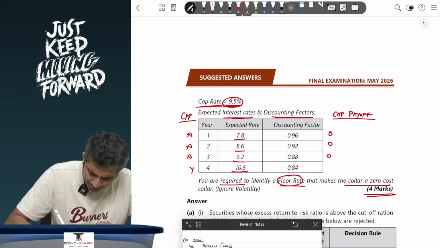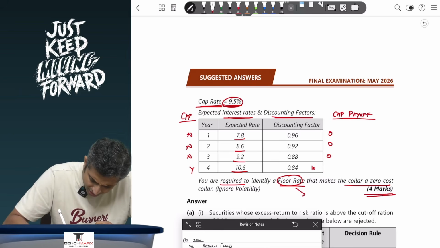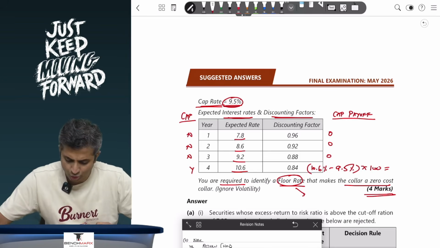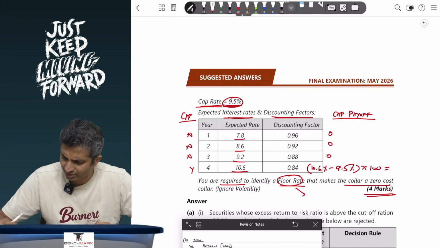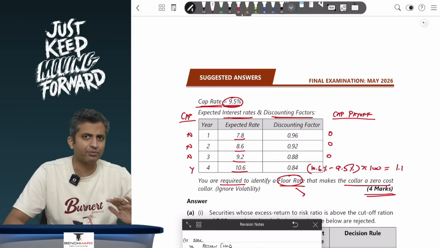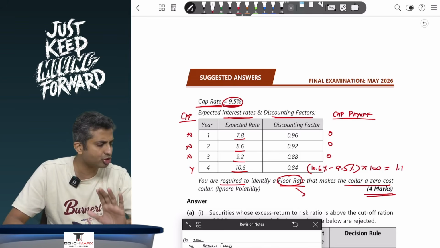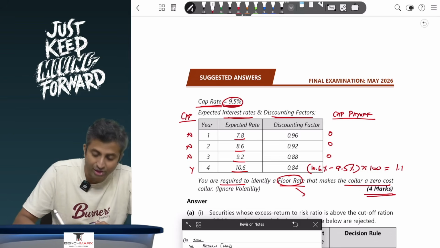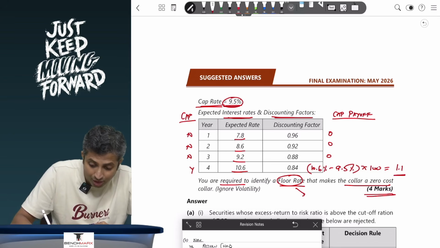So what will be the cap payoff, sir? This will be 10.6 minus 9.5 into, for example, 100. So this comes to 100 into, let us say, 1.1%, which comes to 1.1 crore. So ideally, the value of a cap is the present value of the future payoffs or the cash flows that the cap generates. The cap will generate 0 cash flows in the first 3 years, but it will generate 1.1 cash flow in the 4th year.